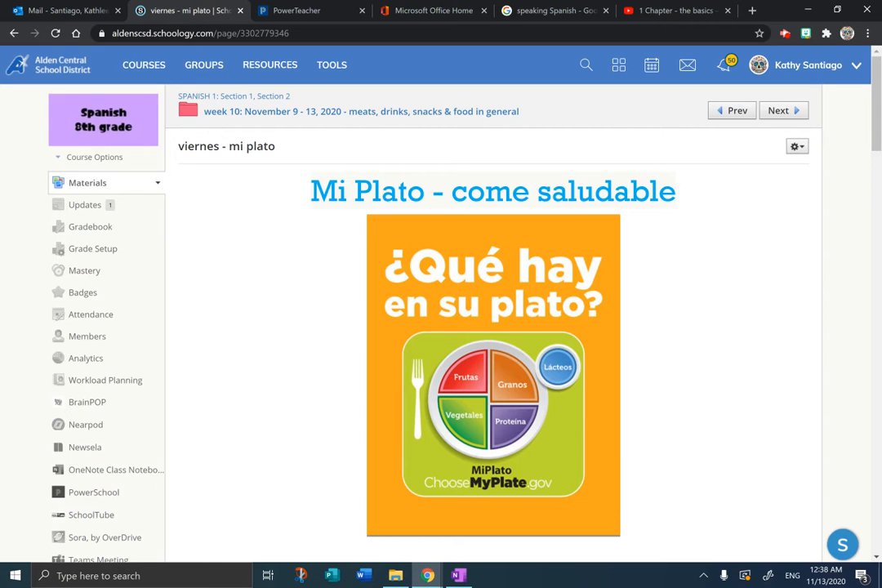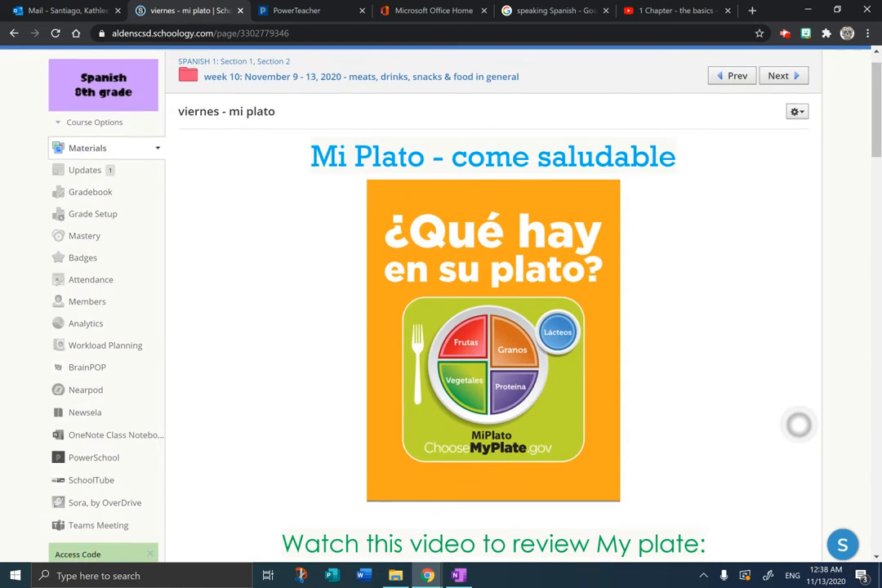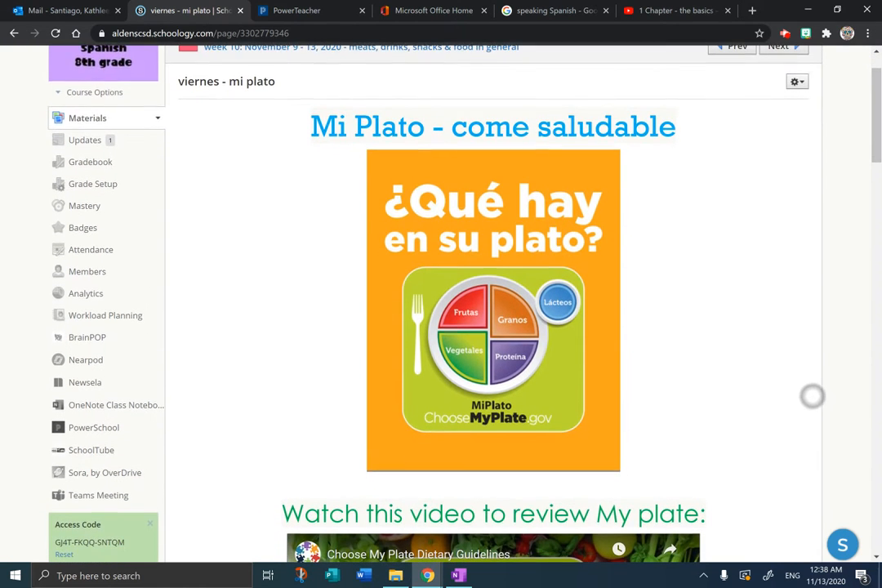So as always, you should be starting your Spanish lesson in the Schoology page for today, which is Viernes Mi Plato. So, mi plato come saludable. ¿Qué hay en su plato? Well, when you look at that, you should recognize that visual from health class and from facts class. It says choose myplate.gov. This is the My Plate visual that is set out for healthy eating.